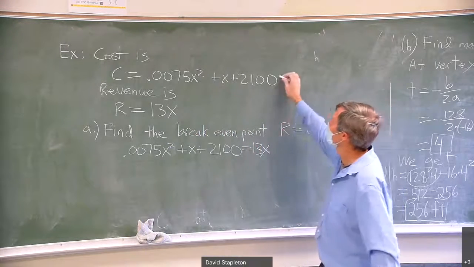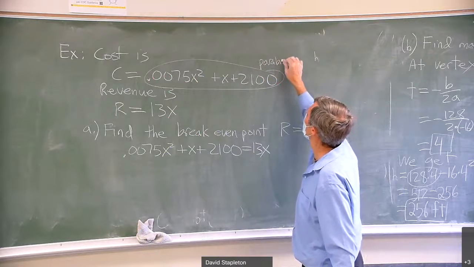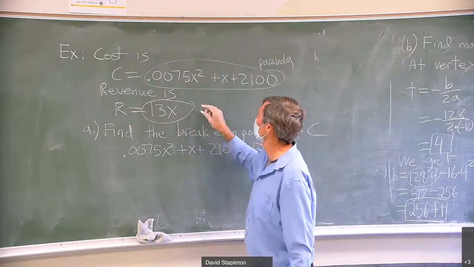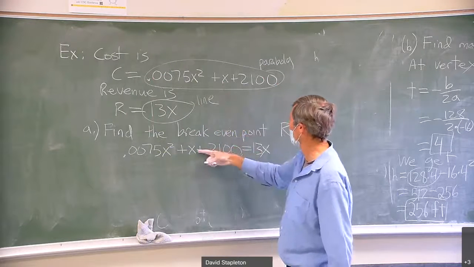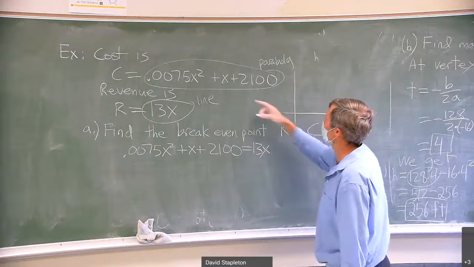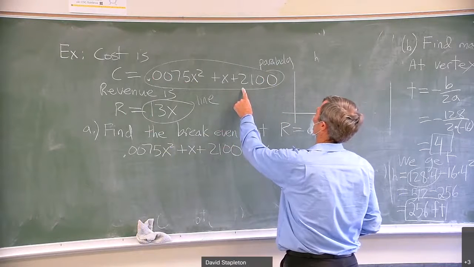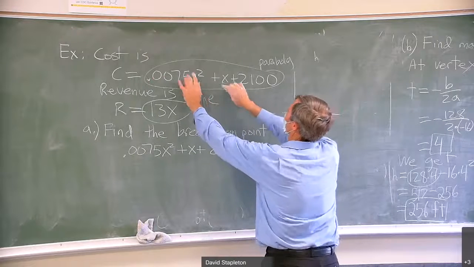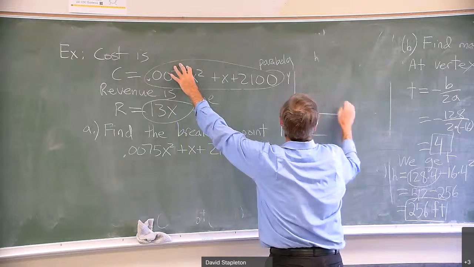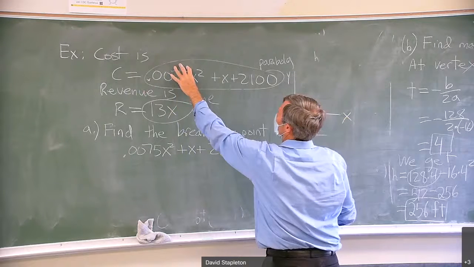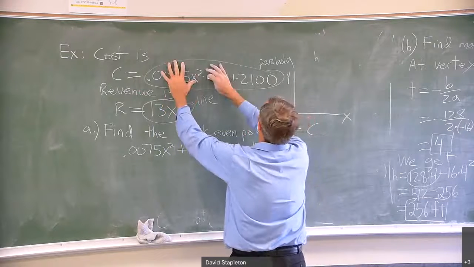What you're thinking of is this is a parabola, the cost, right? And this is a line here, y or R equals 13x is a line. And the break-even point is where they're equal, where they intersect. If you put x equals 0 in here, you get C, or y if you like, the y-intercept is 2,100. Y is dollars, and x is the number of units made. So if I plot y equals the cost, when x equals 0, I get 2,100.